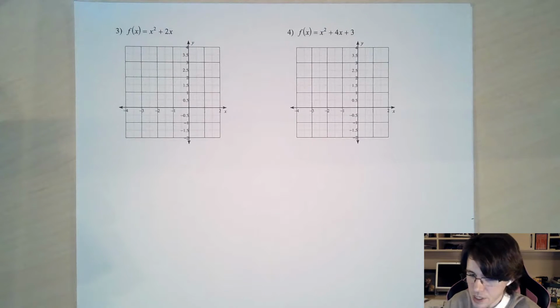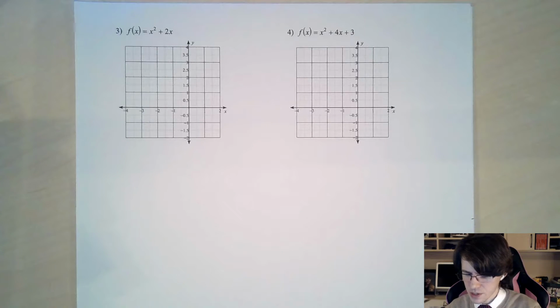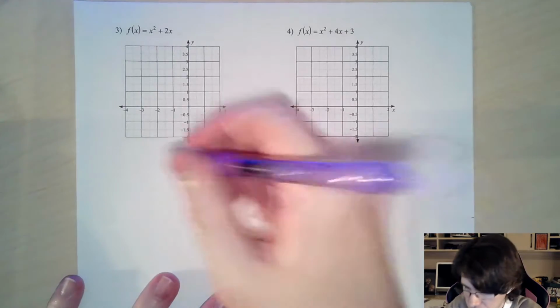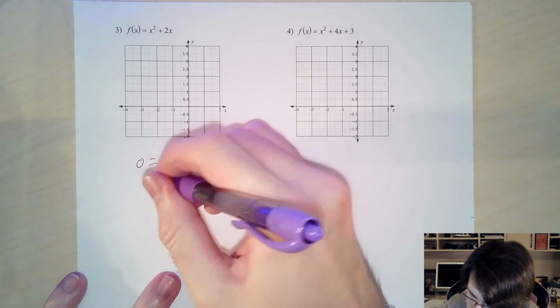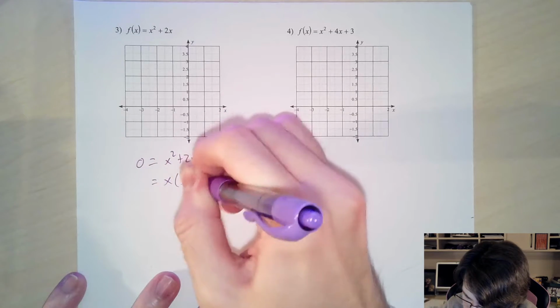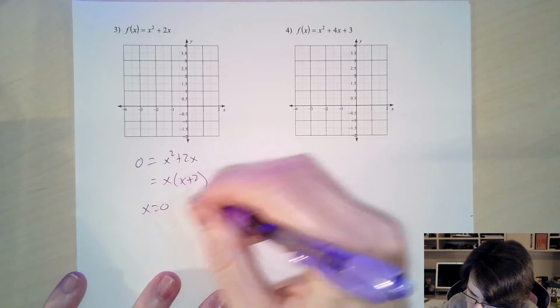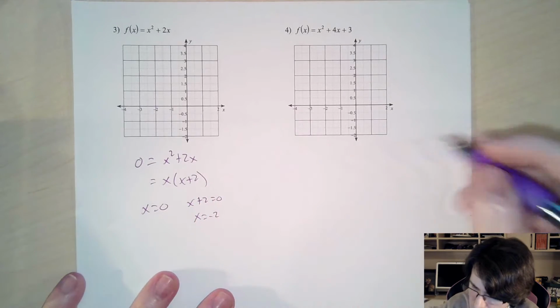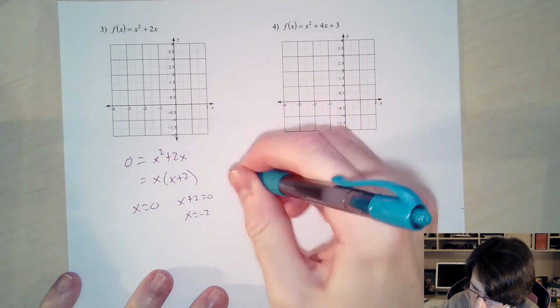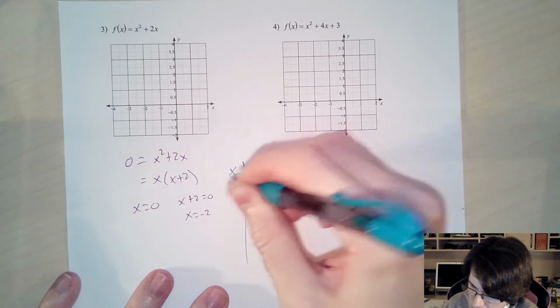Number 3. So number 3, actually even easier to do because some of the values are nice and simple. The only problem is that we're not going to be able to find our extra coordinates without plugging things in. So let's talk about 0 equals x squared plus 2x. Factoring here, we're going to get x times x plus 2. Therefore, x is equal to 0. And x plus 2 equals 0. So x equals -2. I'm making that chart up off to the side again.